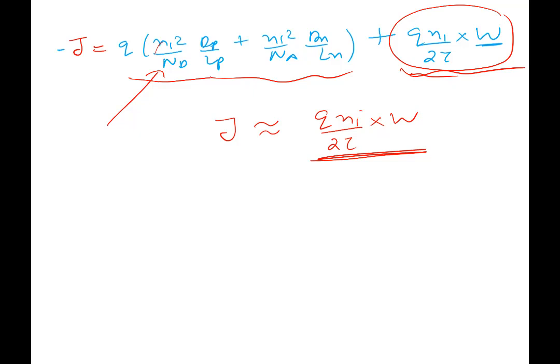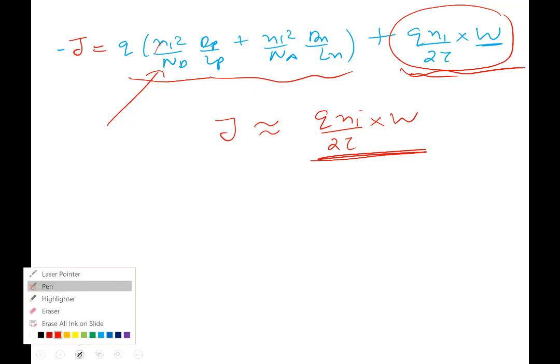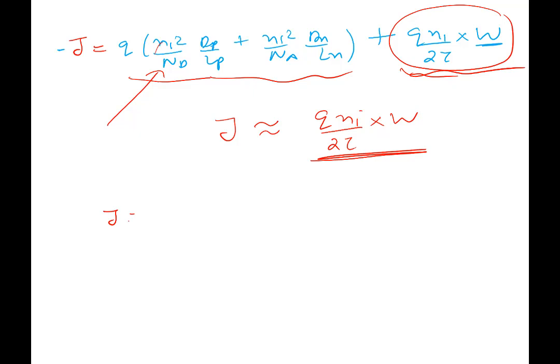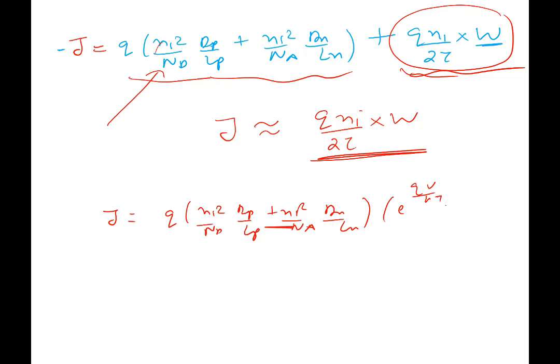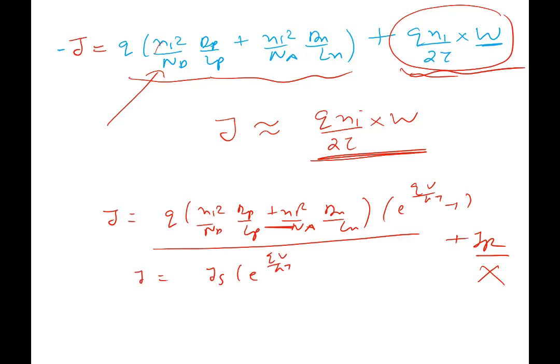And this brings us to the notion of the forward bias current. The forward bias current we were writing as Q Ni square over Nd, dP over Lp, plus Ni square over Na, dN over Ln, times e to the power qV over kT, minus 1, plus there's a recombination current. But if you are at a higher bias like 0.6, this doesn't matter. Only the first term matters here. And so you write this as J equal to Js, e to the power qV over kT, minus 1. And you call this the reverse saturation current.